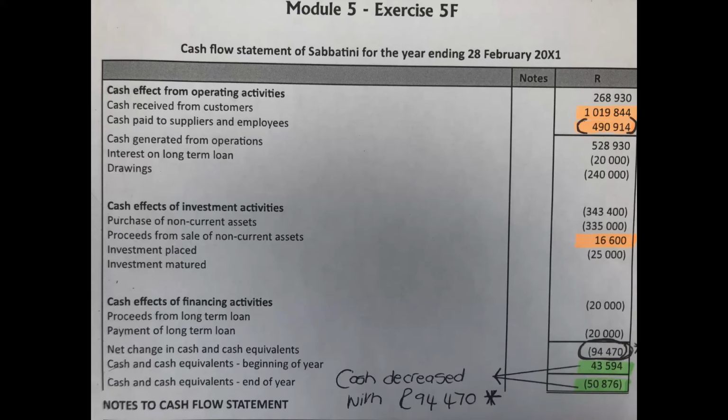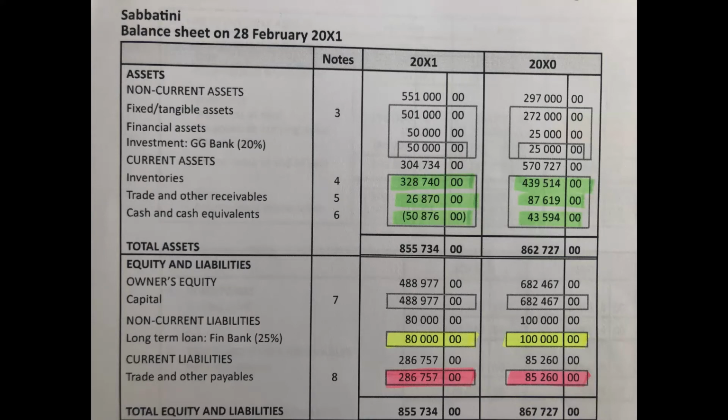Okay, so the third section, or part three of the cash flow statement, is the cash effects of financing activities. Okay, and you know by now that we are going to look for that if there was a movement under non-current liabilities. If we look at the balance sheet under non-current liabilities, you see there was a long-term loan from FinBank. At the beginning of the year, it was 100,000. At the end of the year, it was 80,000.